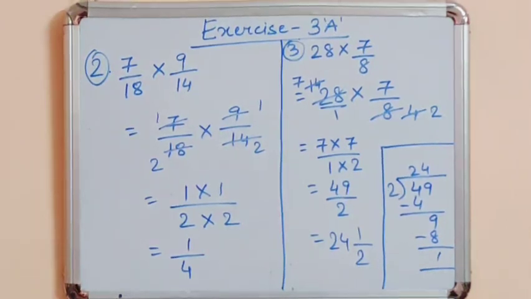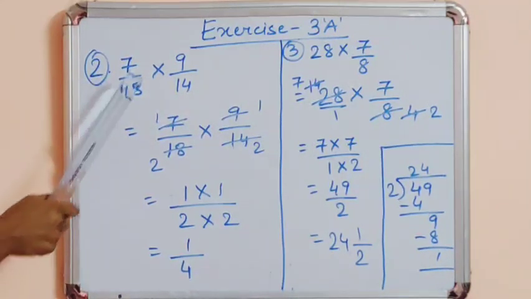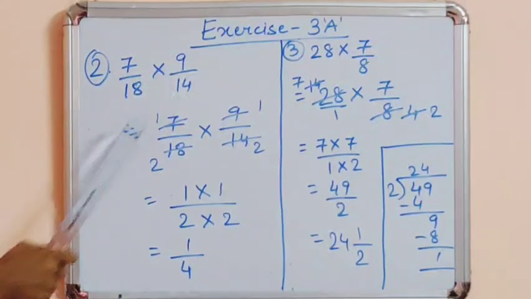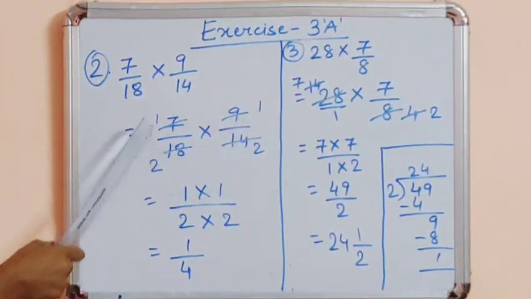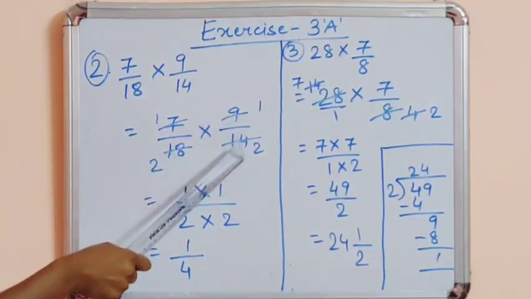Now let us move to exercise 3a. Find the product. Question number 2. 7 by 18 into 9 by 14. See, we have written the same thing here. 7 by 18 into 9 by 14.